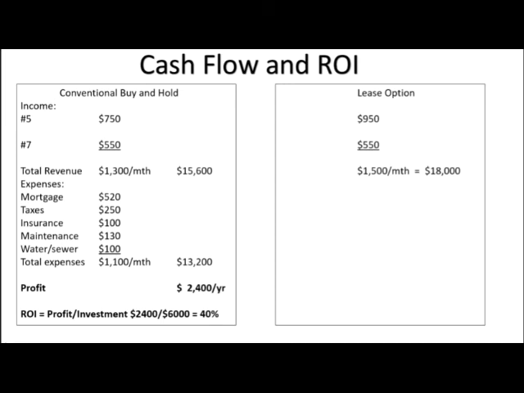We've got all of the same expenses. They remain the same. So our total expenses is still $13,200, but our profit now is $4,800. So our return on investment has jumped up from 40% to 80%. I also collected a deposit of $2,000. Now, if I apply that $2,000 to the initial cash I invested, I had $6,000 in the transaction. Now I'm down to $4,000. That means my return on investment is actually 120%.